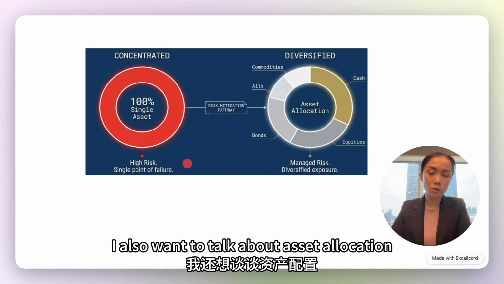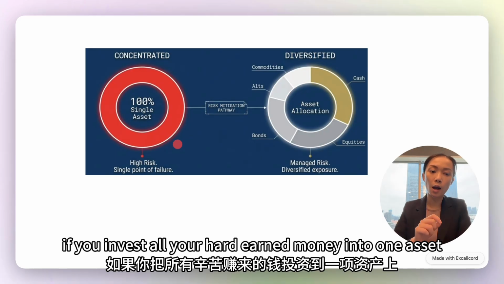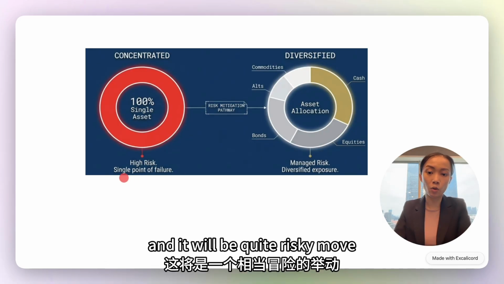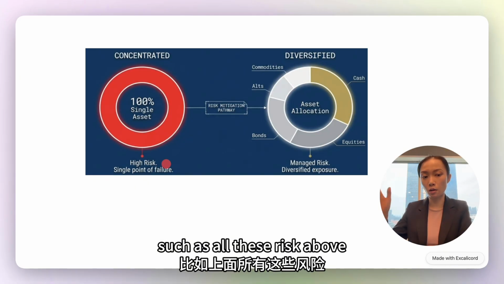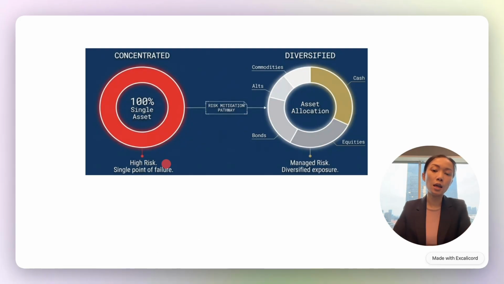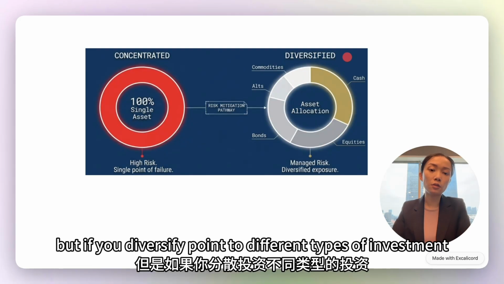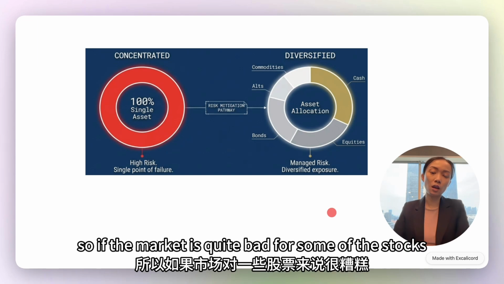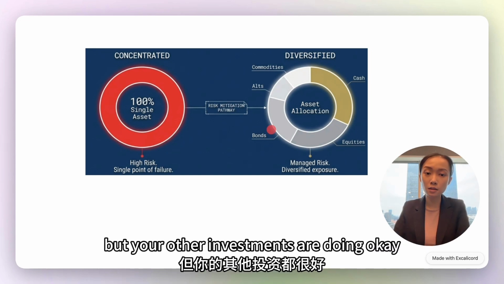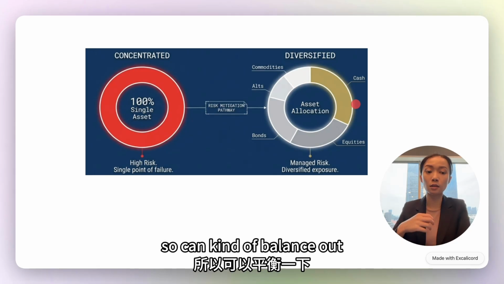So at the end of this video, I also want to talk about asset allocation. If you invest all your hard-earned money into one asset, it will be quite a risky move, because if this one asset goes bad, such as through all these risks above or during a market downturn, it will hurt you quite badly. But if you diversify into different types of investment, then you can diversify your exposure. If the market is quite bad for some of the stocks, but your other investments are doing okay, it can kind of balance out.